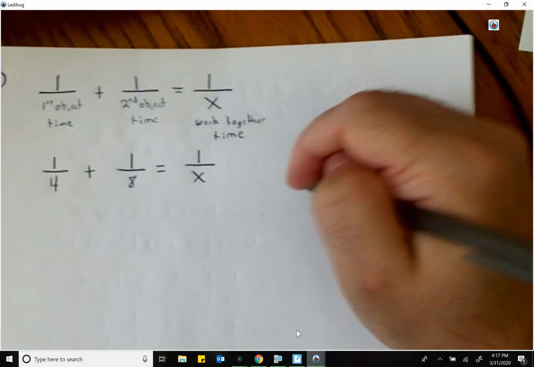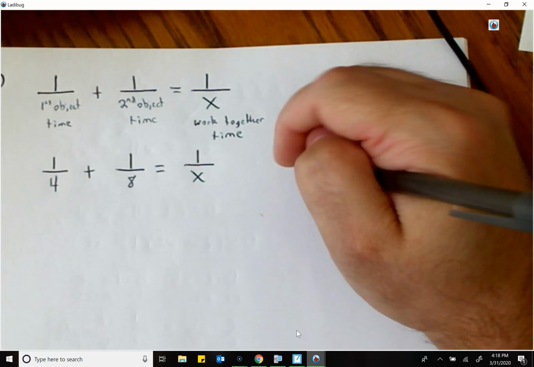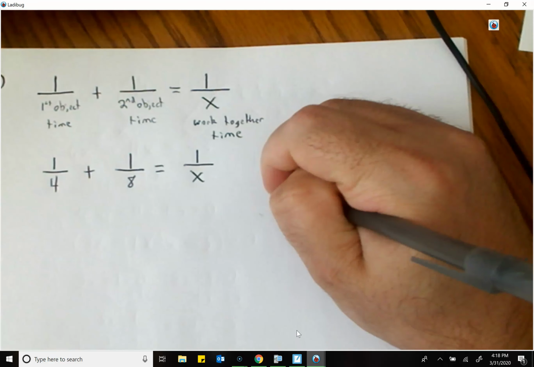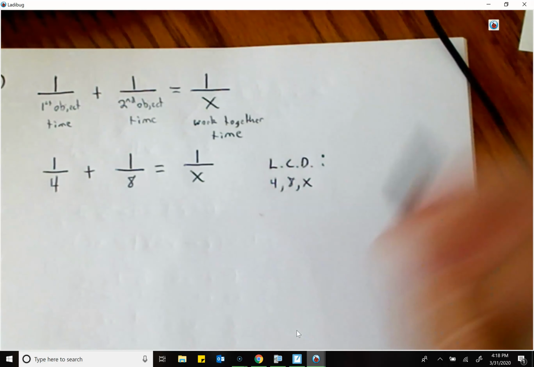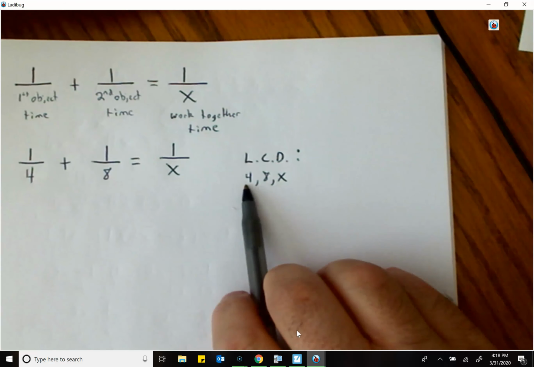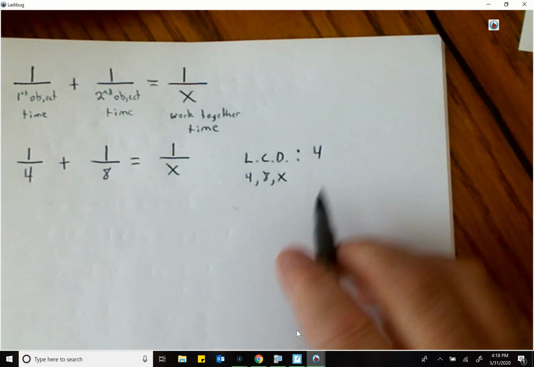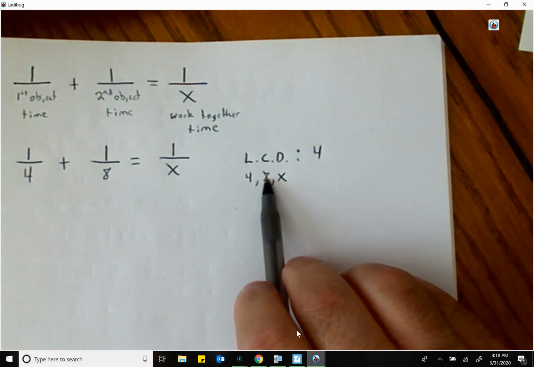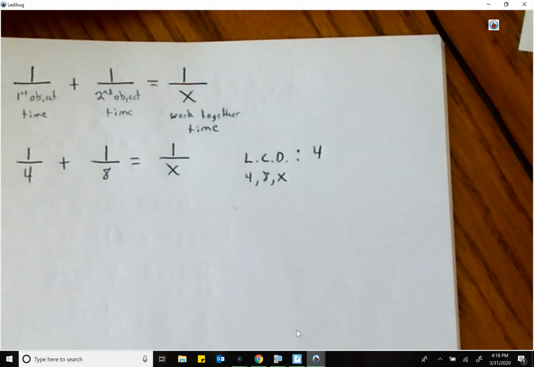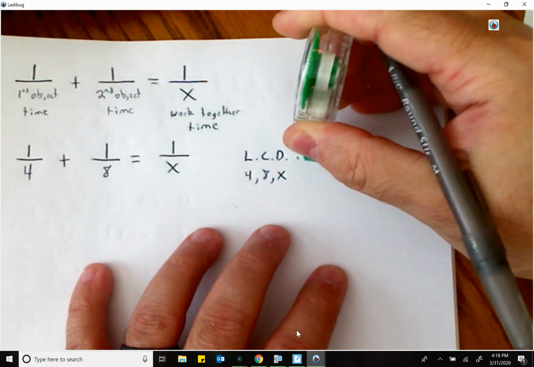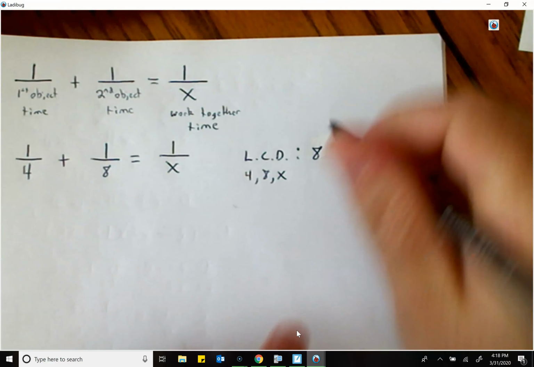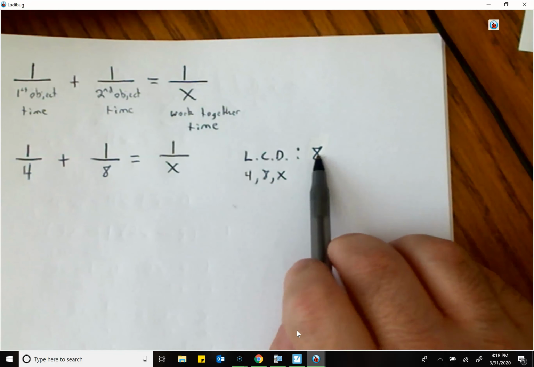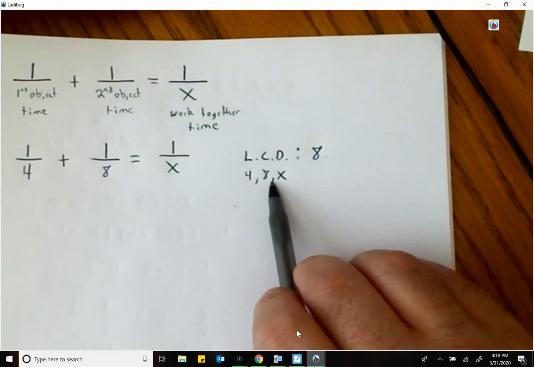So to solve this, again, we got to get rid of the fractions by multiplying by the LCD. So my denominators are 4, 8, and x. So if I write down my first denominator, that's 4. Does 4 cover all three of these? No, because it does not cover 8. So let's up this, and let's say we make this 8. Can 8 cover 8? Absolutely. Can 8 cover the 4? Absolutely, because 8 divided by 4 works. Does 8 cover x? No.